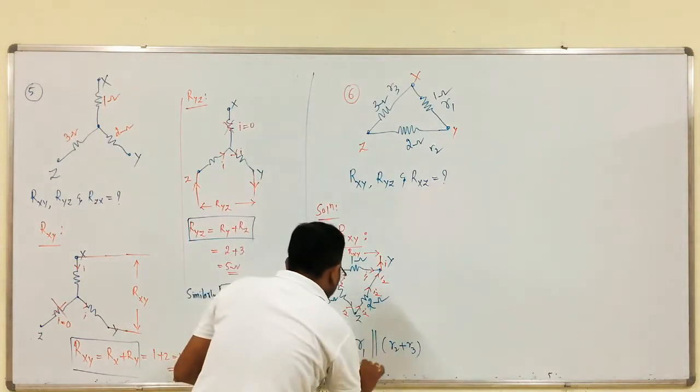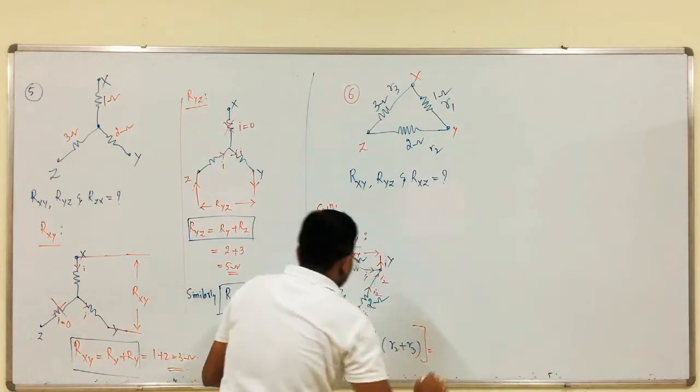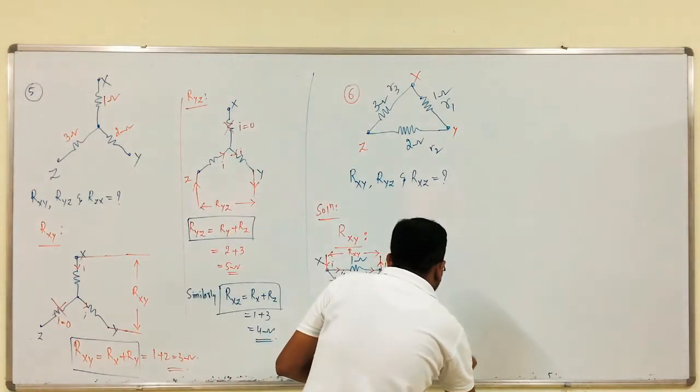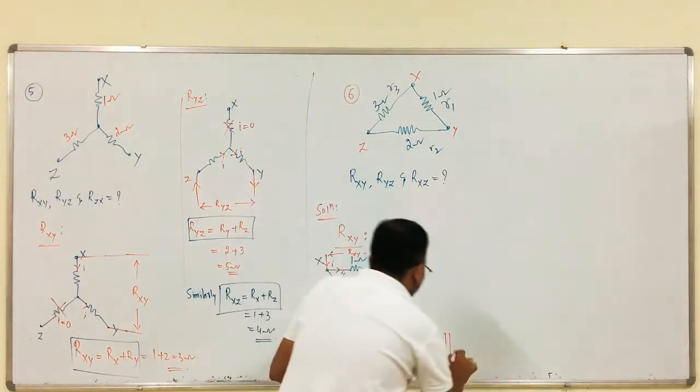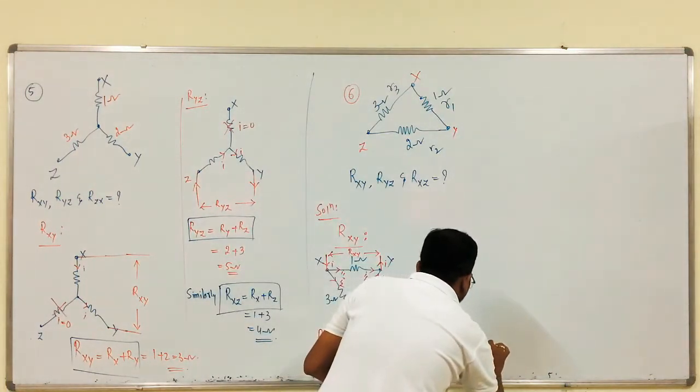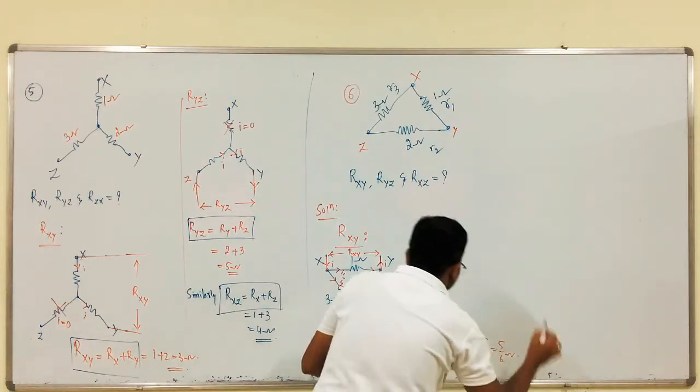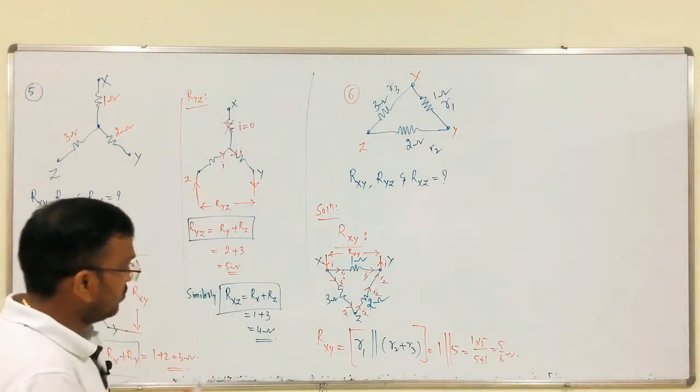R x y is equal to, what is the value of R1? 1, which is parallel with R2 plus R3, 3 plus 2, 5, which is equal to 1 into 5 by 5 plus 1, that is 5 by 6 ohms, 5 by 6 ohms.